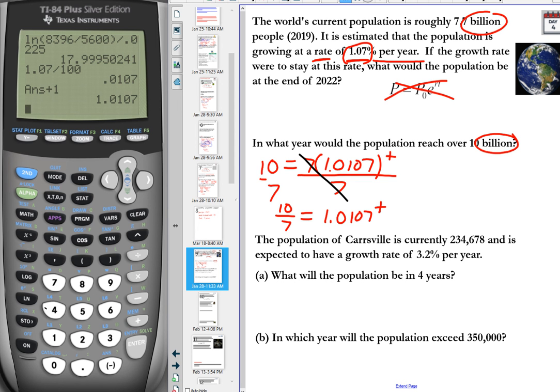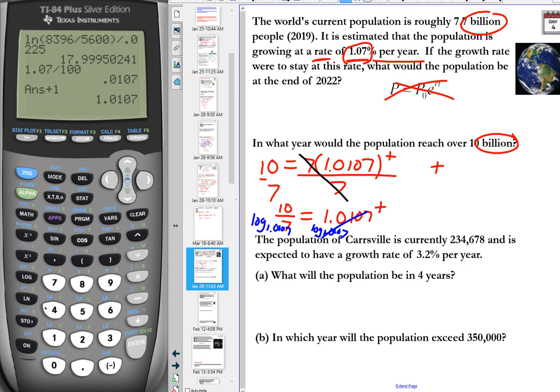Just to show you that it doesn't matter what you change the base to, just for this one, let's get crazy. Let's use LN. Okay? Actually, this is wrong, because when you write LN, you already have a base. But I'm just going to use log of 1.0107 and log of 7. That cancels this out. My time is by itself.